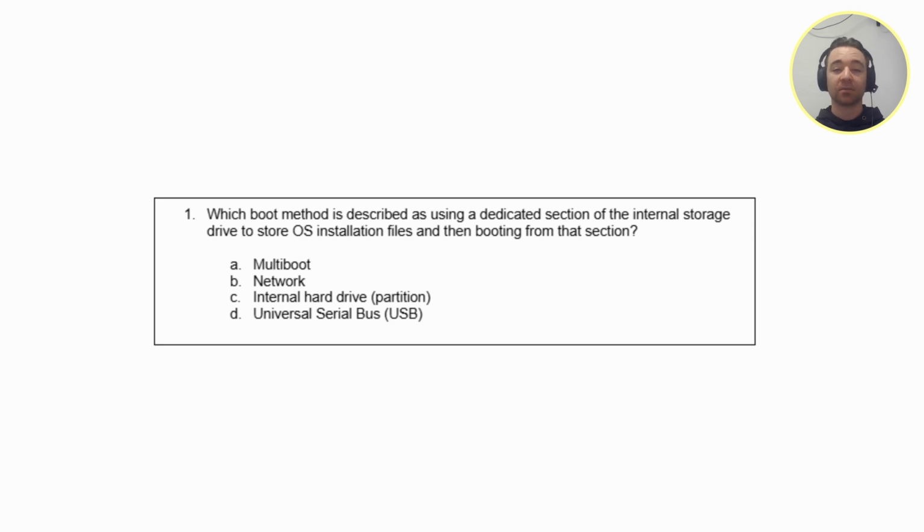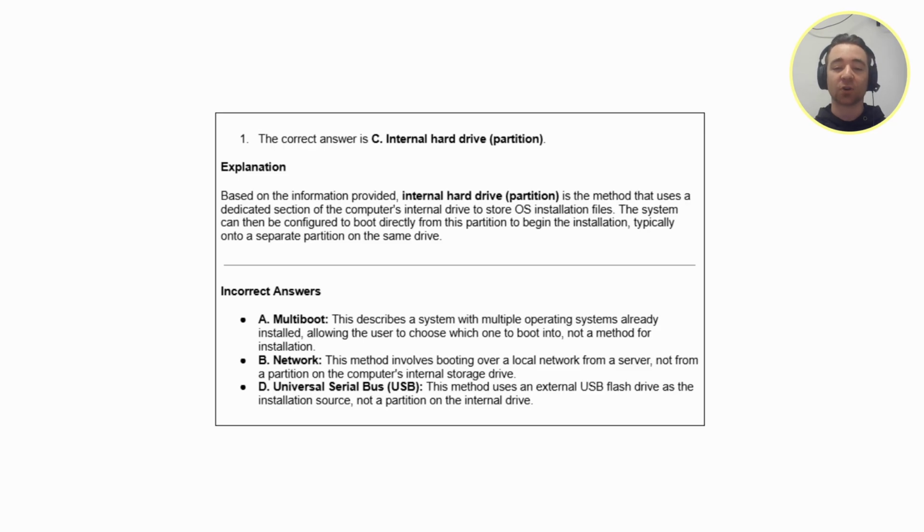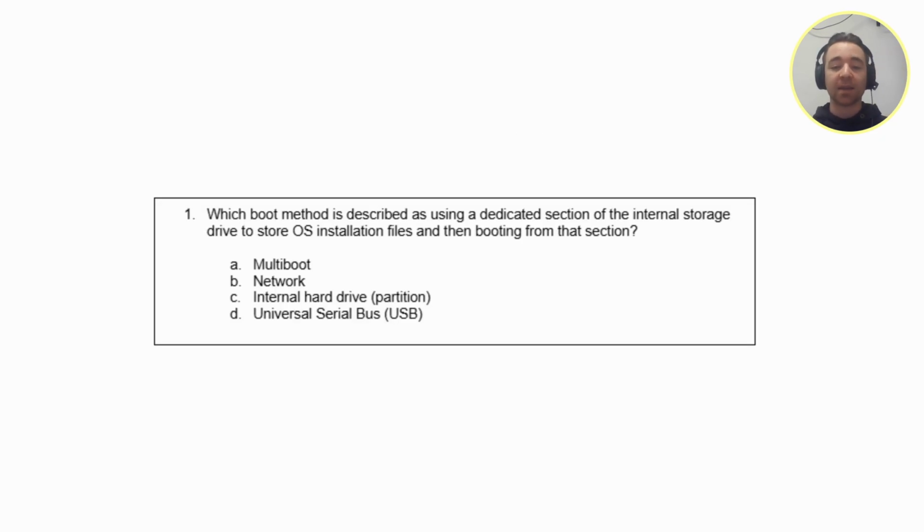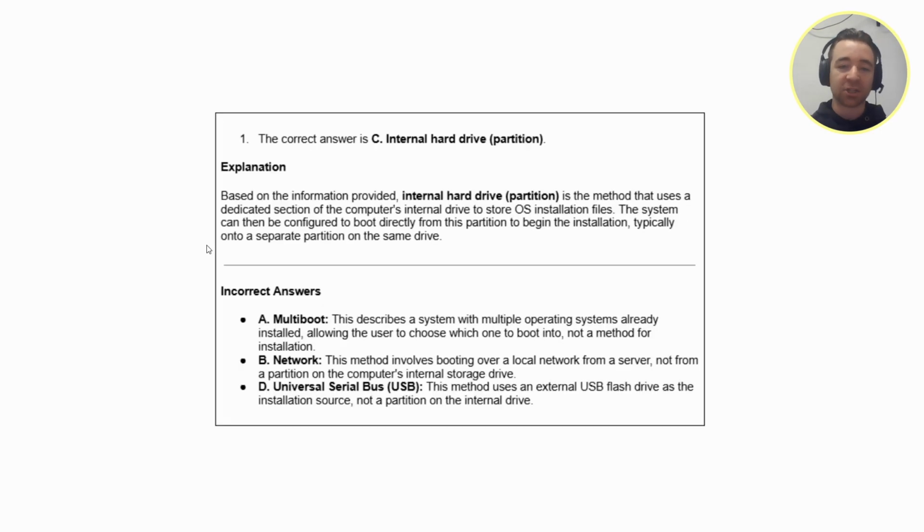Your answer coming in 3, in 2, here we go, in 1. This is it. Let's go. Your answer is C, internal hard drive partition. So it said that it was on a dedicated section of the internal storage drive. That is describing exactly what it means to have a partition. It is a section of that storage drive ready to go.